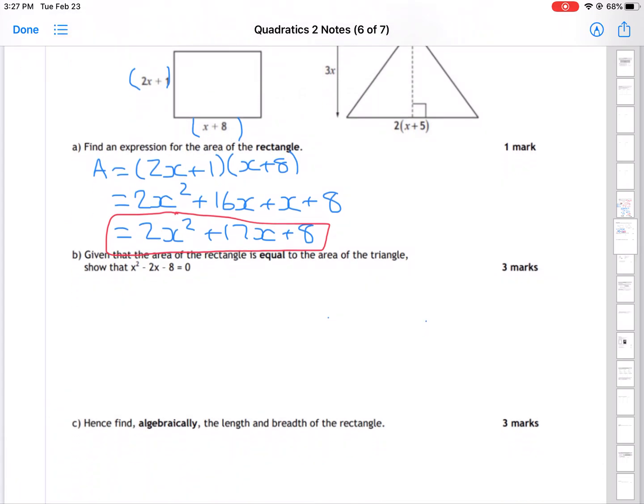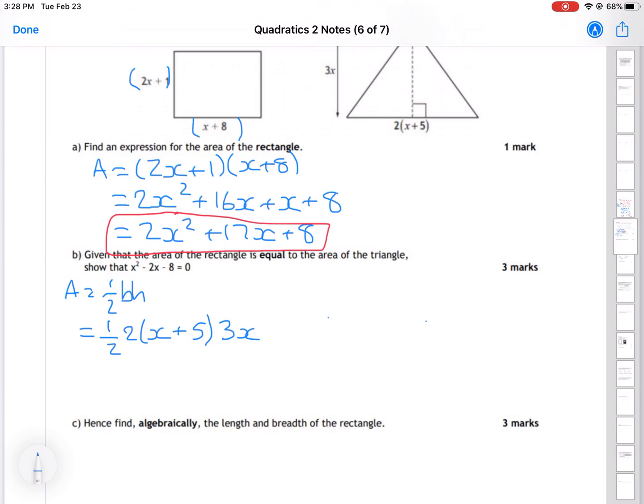Now, question B says that given the area of the rectangle is equal to the area of the triangle, show that that expression comes out at the end. So, I've got an expression for the area of the rectangle. That's what I calculated in part A. So let's find an expression for the area of the triangle. Area of a triangle is half base times height. So a half times 2 bracket x plus 5 times 3x.